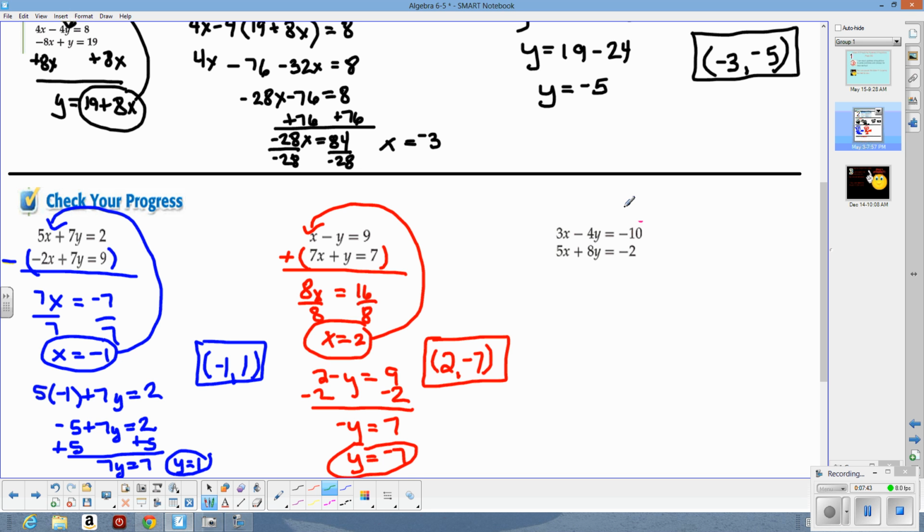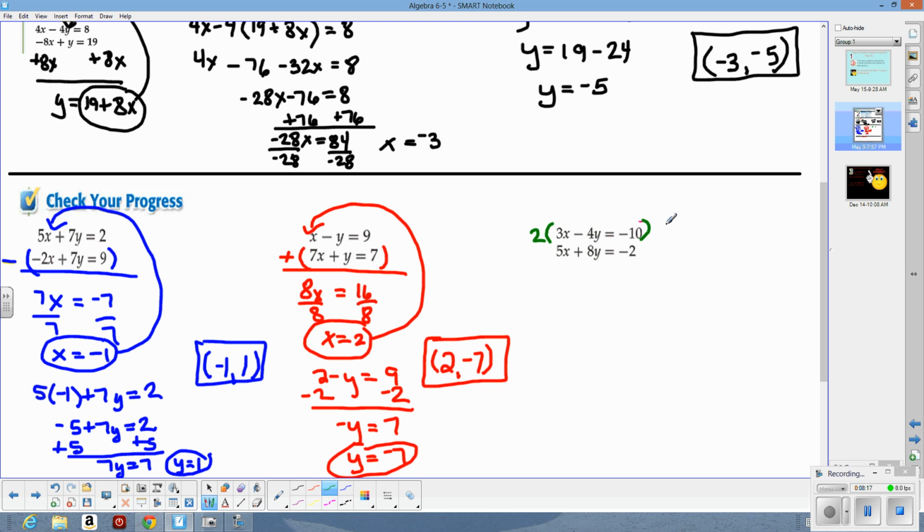Now this last example, we don't have opposite terms or the same terms, so we're going to go ahead and use multiplication. I'm going to multiply the top equation by 2 because then I'll have opposite coefficients. So let's change that to a negative 6x. Actually, I messed up. We're not going to multiply by negative 2. We're going to multiply by positive 2.